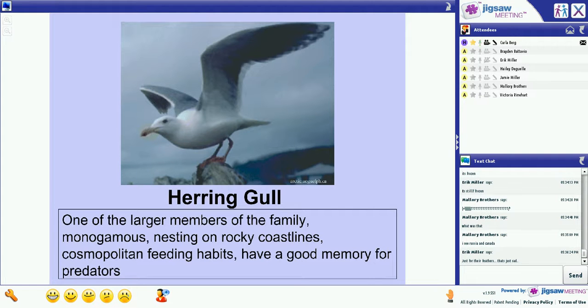Braden, go ahead and read about the herring gull. The herring gull. One of the largest members of the family. Monogamous, nesting on rocky coastlines. Cosmopolitan eating habits. Have a good memory for predators.